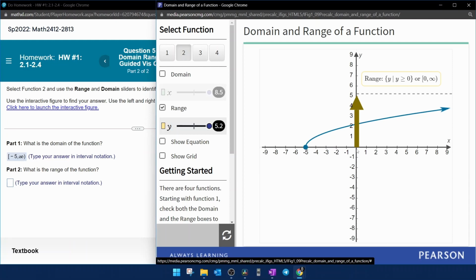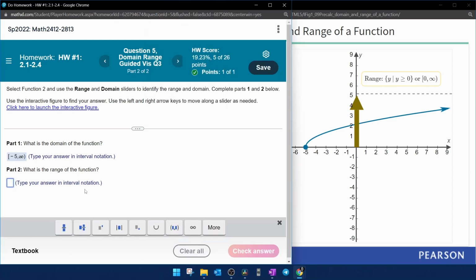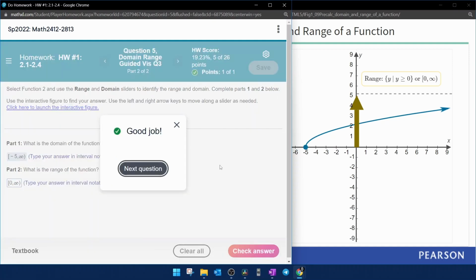So starting at 0, that would be a y value of 0, the graph will continue to increase as we go to infinity. So the graph will have a y value associated all the way to infinity. Again, we have set notation and interval notation, and we need to input the interval notation. So again, from the keyboard, bracket 0 to infinity with a parenthesis, and we're done.